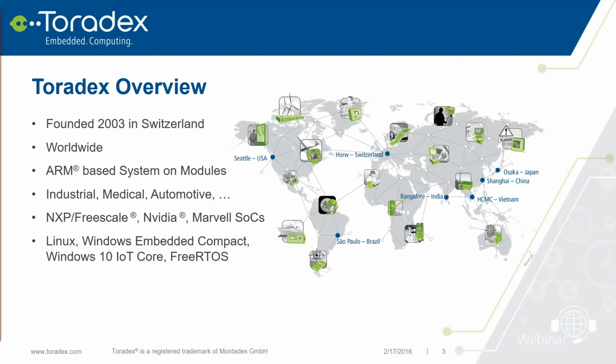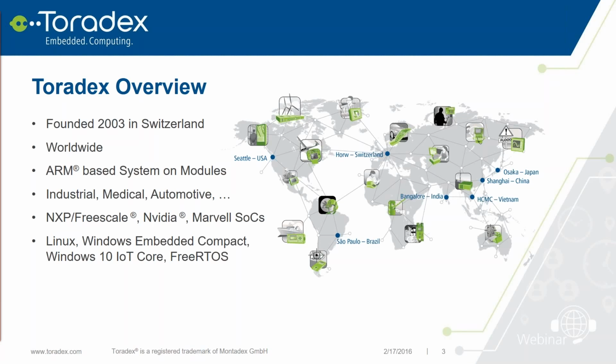Toradex was founded in Switzerland in 2003. We have offices throughout the world. As I said, I'm coming to you from our office in North America, located in Seattle. We have an office in South America, our headquarters in Europe, and several offices in Asia. And in this way, we support customers around the globe.